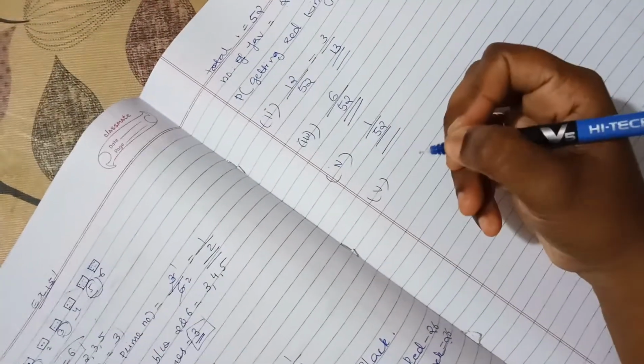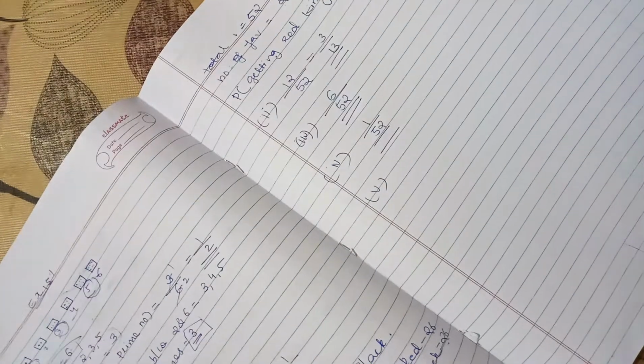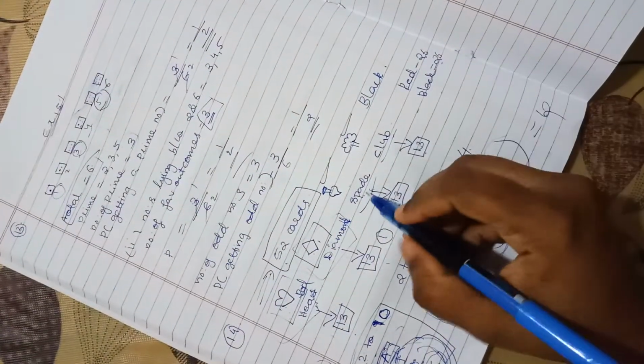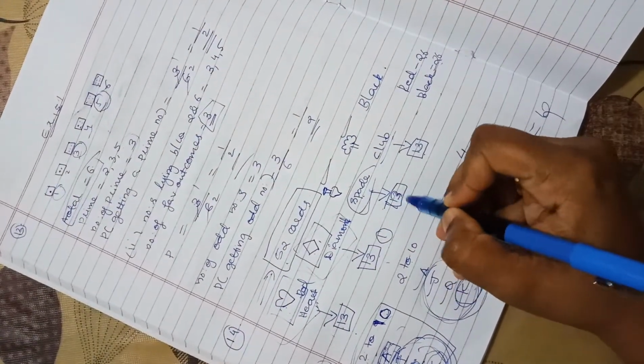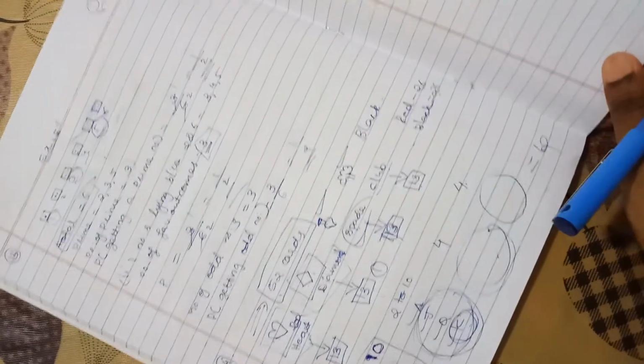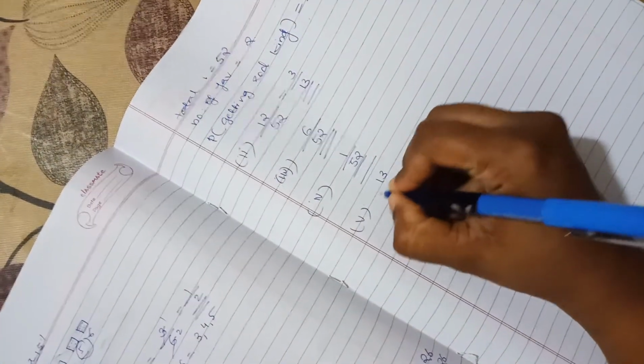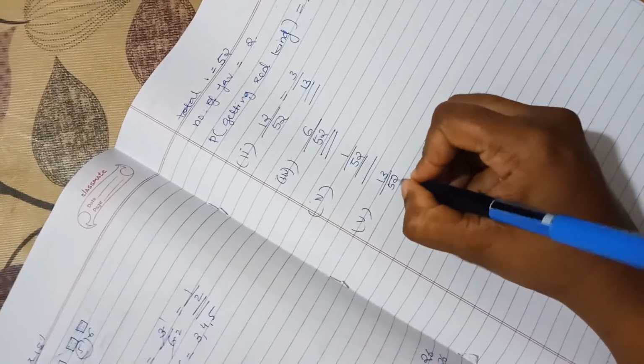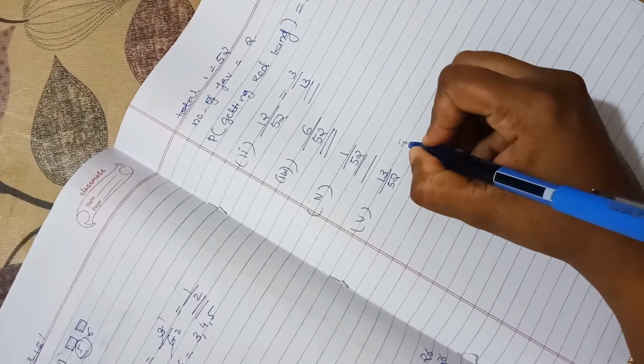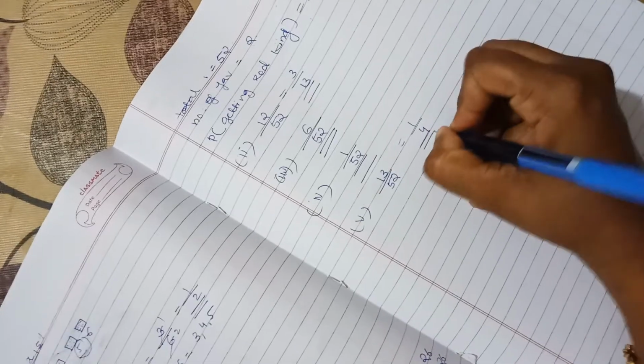Next, fifth part, a spade. How many spades are here? This is spade. Total 13 spades are there, correct? So the number of favorable outcomes is 13, divided by total number of outcomes, 52. So we can cancel it by 13. 1 by 4 is the answer.